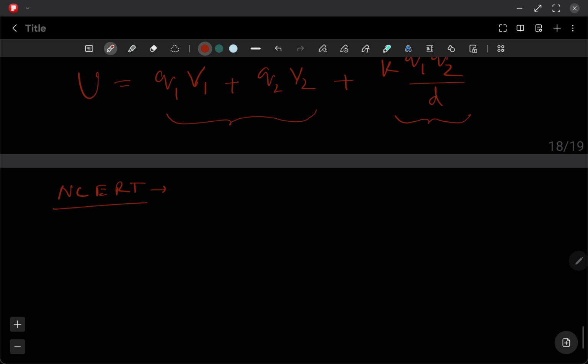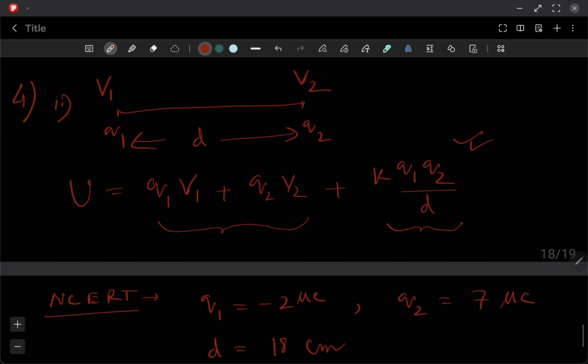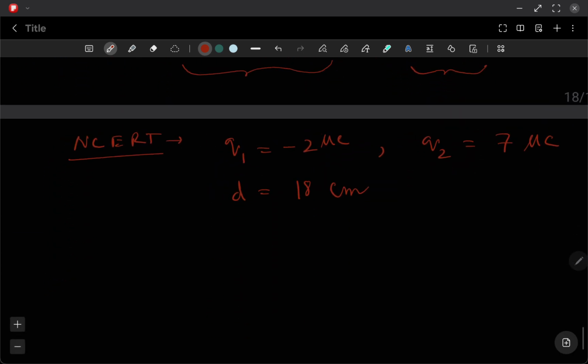One charge is given as minus 2 microcoulomb and Q2 is given as 7 microcoulomb, and the distance between them is 18 centimeter. Now they are placed in an external electric field given as E equals A by R square, where A is given as 9 into 10 to the power 5.